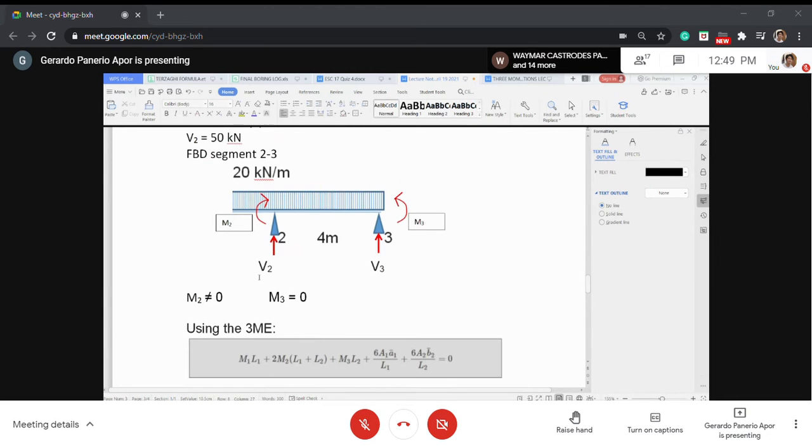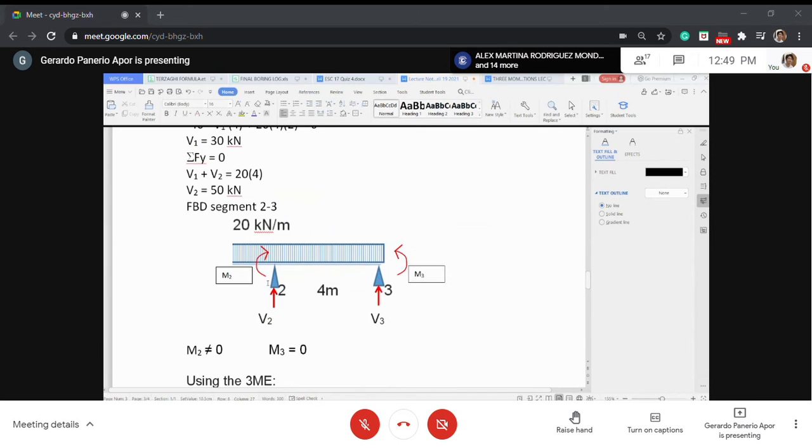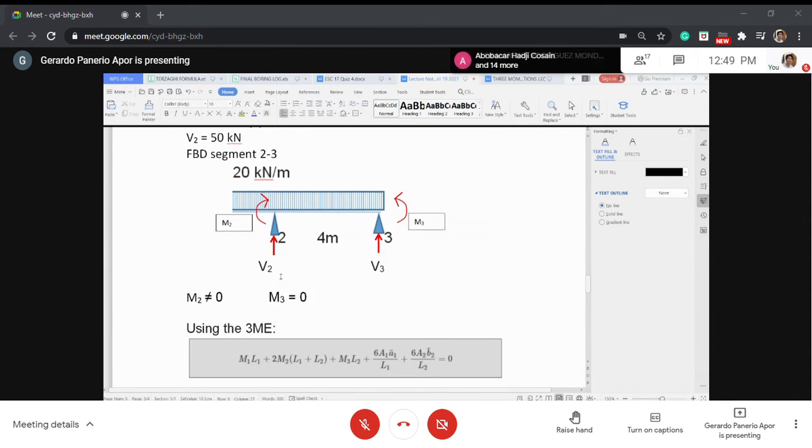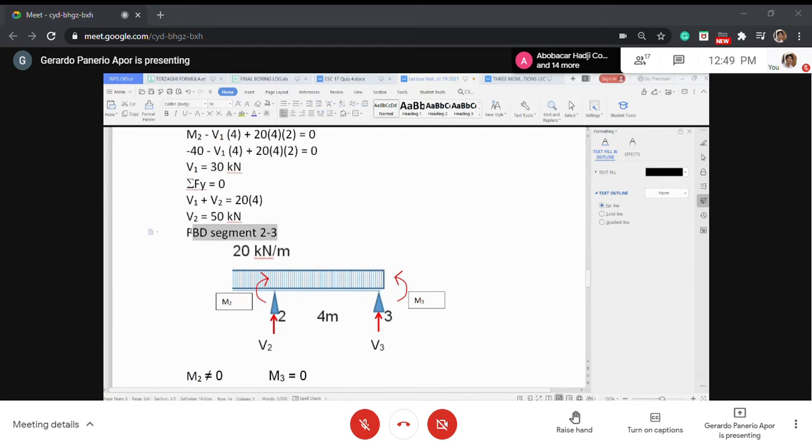Now, using the segment number 3, using this, I will align that.